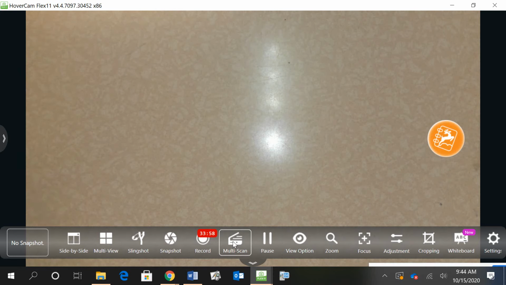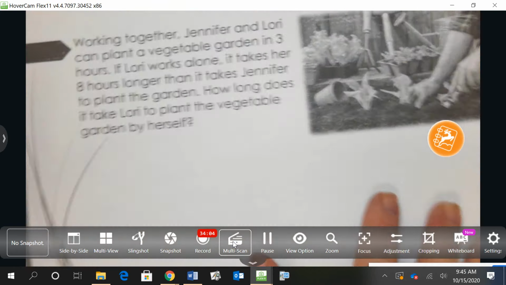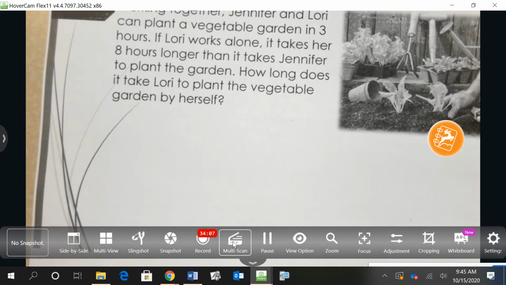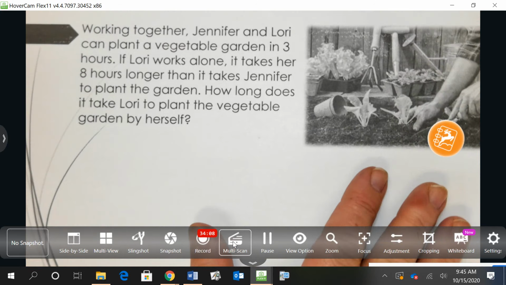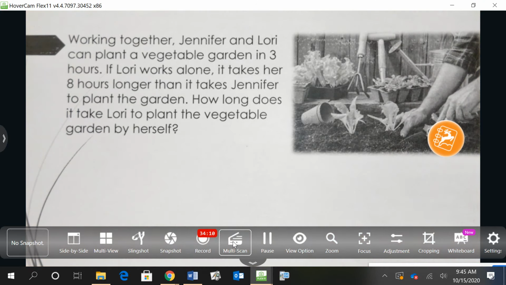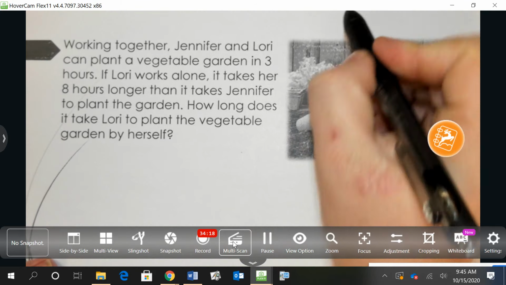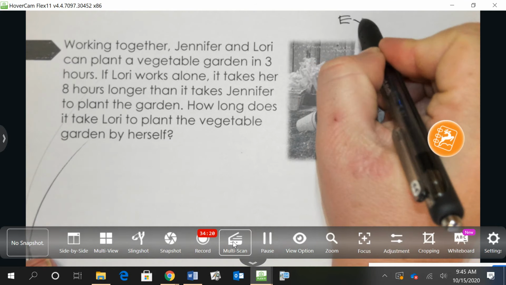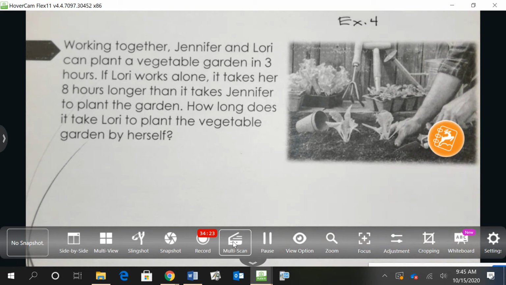Give me 1 second to find your next problem. I'm going to have you guys help me out. Is this example number 4? Can somebody let me know? Example 4? Yes, no? Yeah. Okay, thank you. Example number 4.